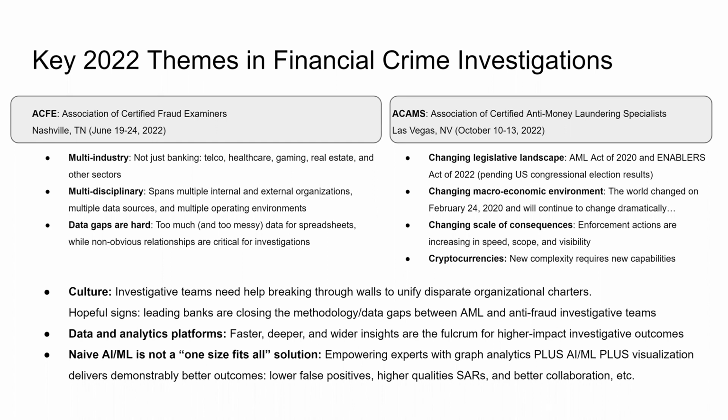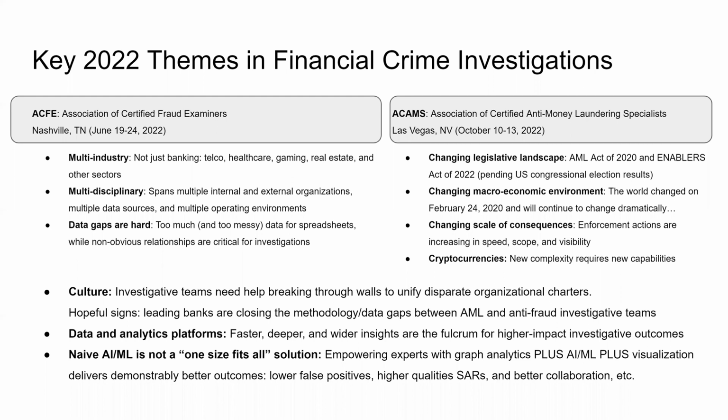We see the changing scale of consequences, billions and tens of billions and hundreds of billions of dollars of consequences are changing the speed, scope, and scale of consequences. And then the last thing that's so interesting is how cryptocurrencies have added new complexity, and it requires new capabilities to do the proper adjudication of potential suspicious activities and sanctions and all the rest.